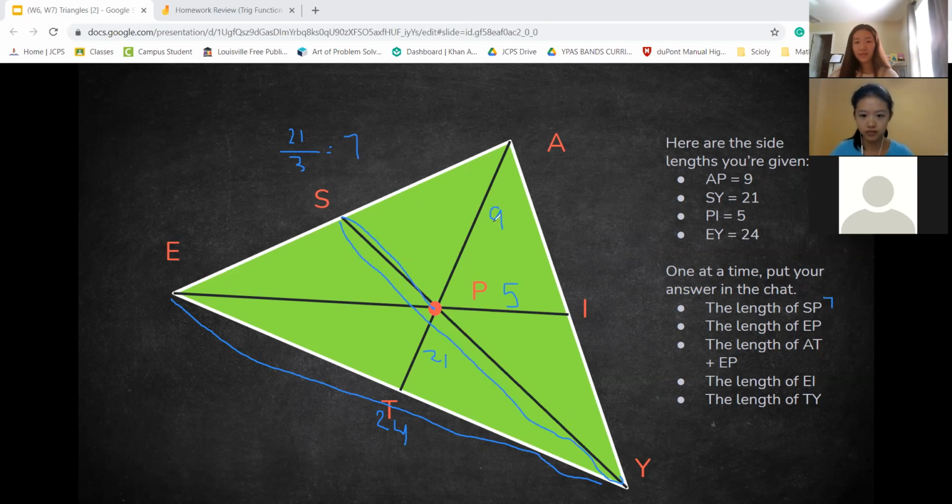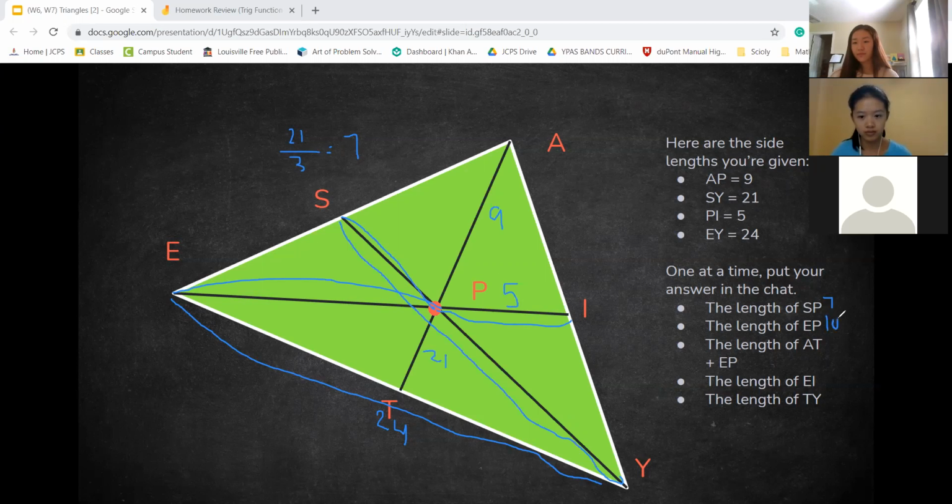The length of EP. EP is this one, and we know that PI right here is 5. We said that this longer side is twice the length of the shorter one in the median. Since this one's 5, EP should be 10.